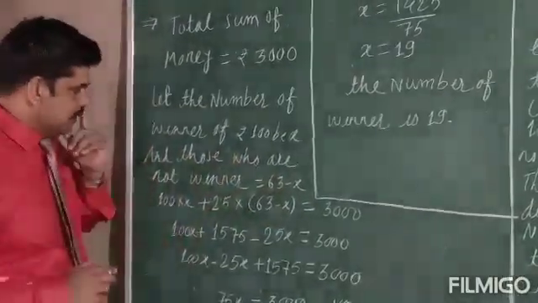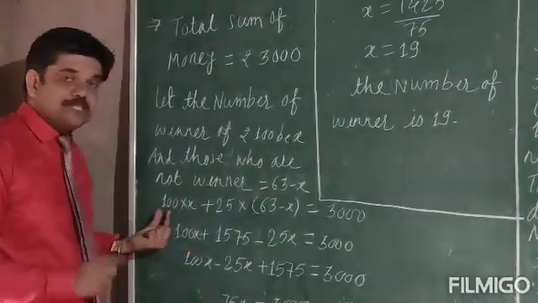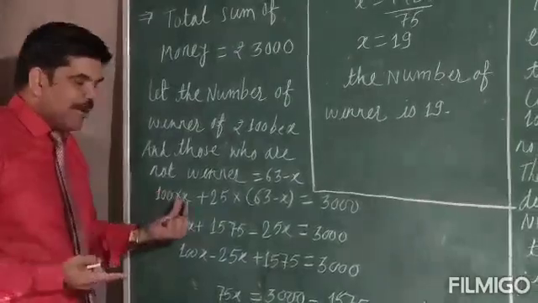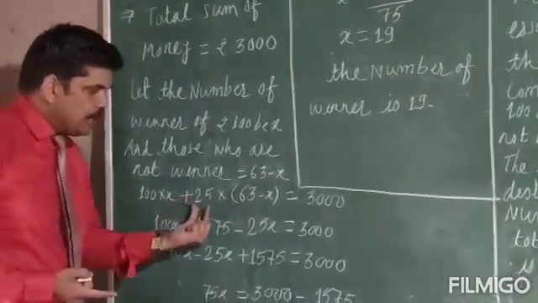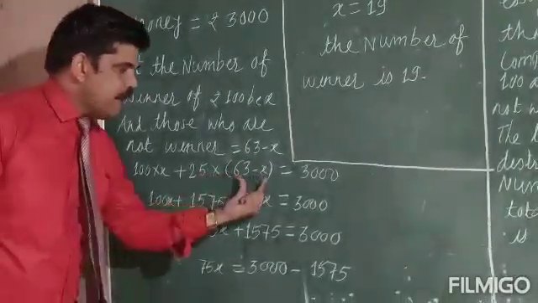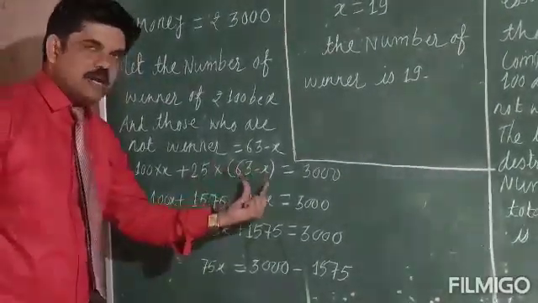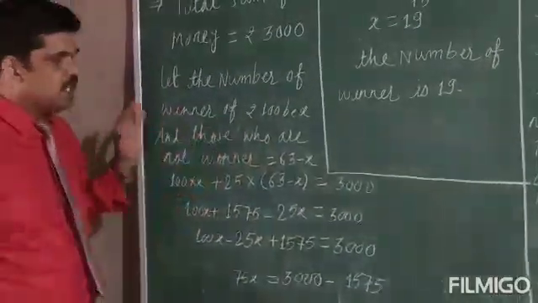I hope you are clear with this. Now, 100 into x: 100 rupees for each winner, so 100 into x, plus 25 into the number who did not win, that is 63 minus x. So 25 into 63 minus x is equal to 3000, which is the total money they distributed.